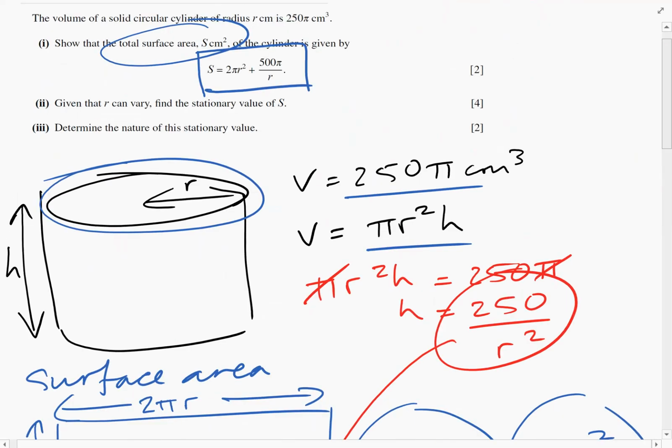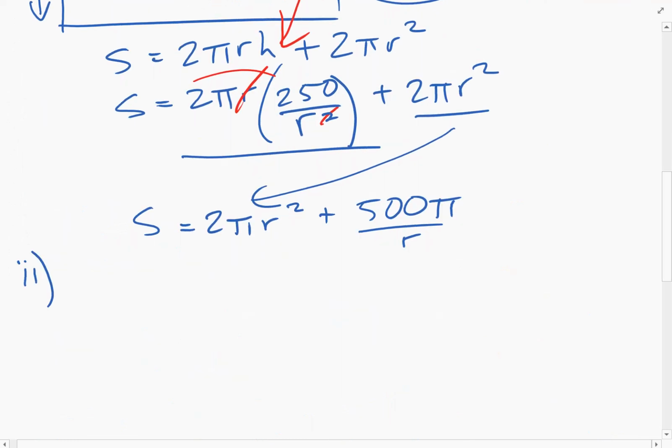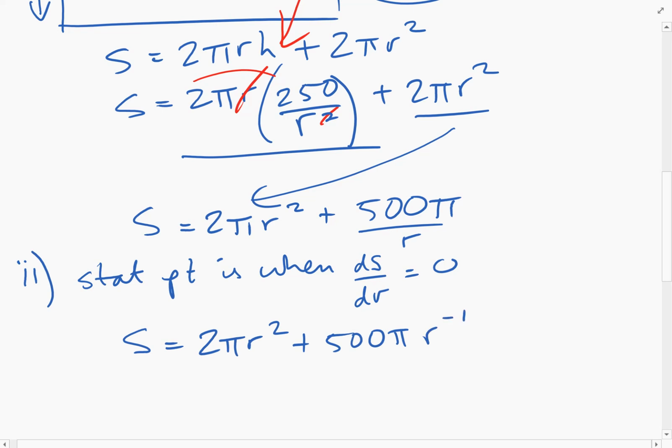So part B, or part 2, it says given that r can vary, find the stationary value of s. That just means find the stationary point, really. So in part 2, the stationary point is when the gradient equals 0. So we've got to find ds by dr, put that equal to 0, and solve it. So let's do that. Using the equation above, we've got 2 pi r squared plus 500 pi. Let's bring the r up to make it r to the minus 1, which makes it easier to differentiate. So differentiating, we're going to get 4 pi r, and then minus 500 pi r to the minus 2.